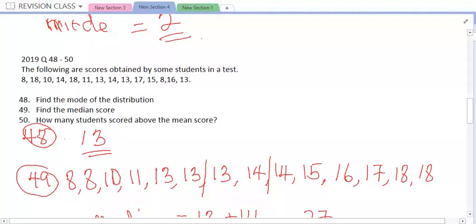If you come here, you will see that the student that scored 18 scored above the mean score. The student that scored 14 scored above the mean score. 18 above the mean score. 14 above the mean score. 17 above the mean score. 15 above the mean score. 16 above the mean score. So how many are they? 1, 2, 3, 4, 5, 6, 7.